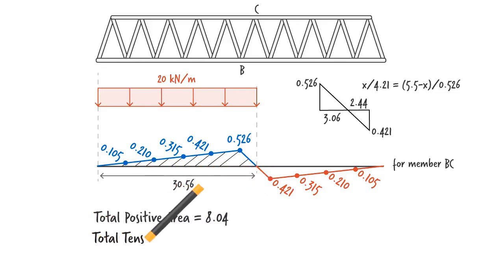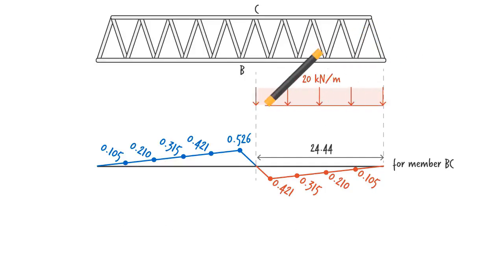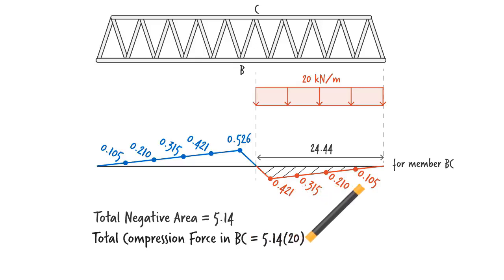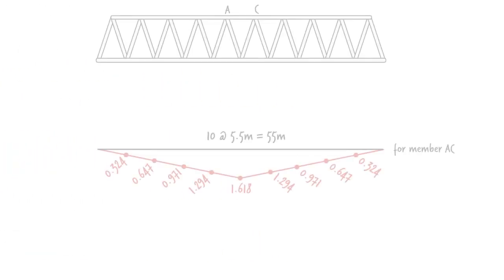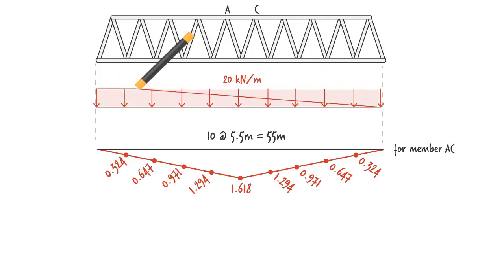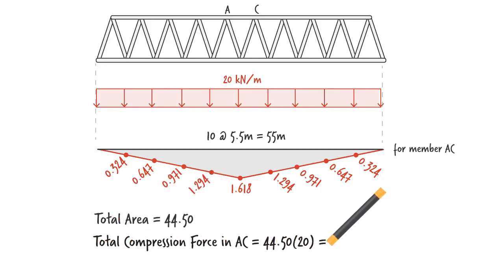This gives us a maximum tensile force of 161 kilonewtons in the member. And when the distributed load is over the negative area of the influence line, we end up with a compressive force of 103 kilonewtons. For member AC, since its influence line has no positive region, we place the distributed load over the entire length of the truss in order to determine the maximum compressive force. It equals 890 kilonewtons. No tensile force develops in AC.